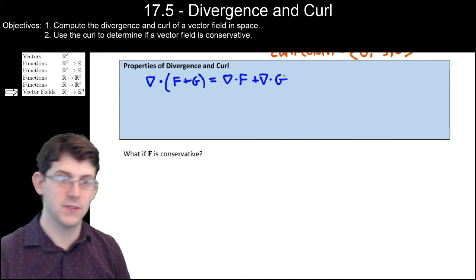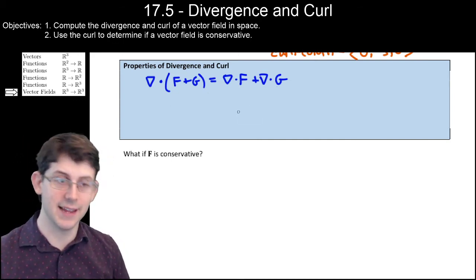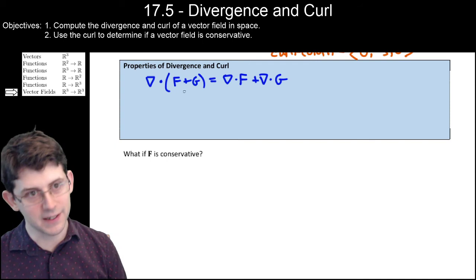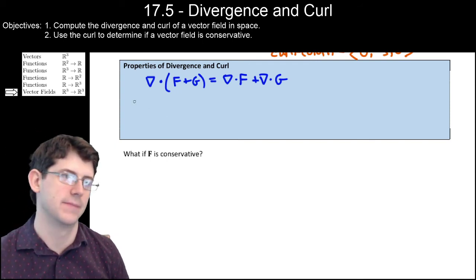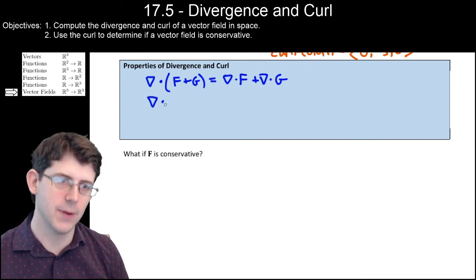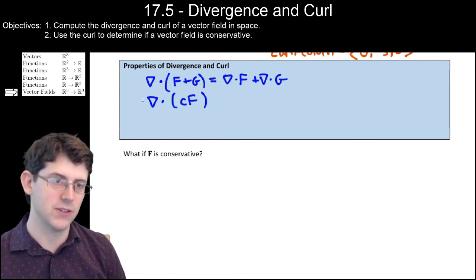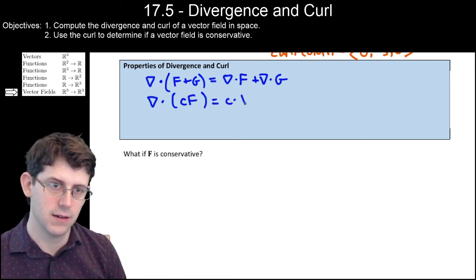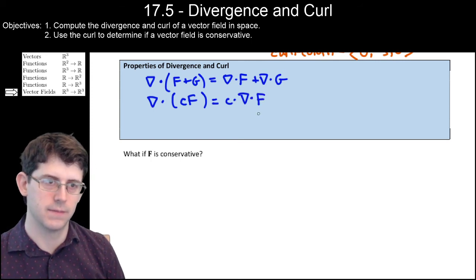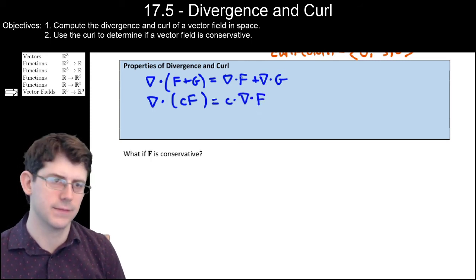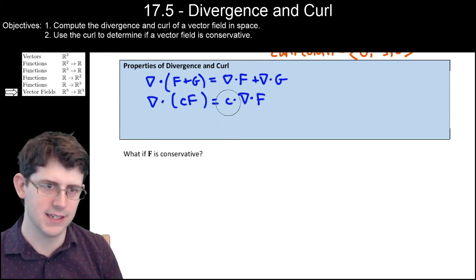So this means if you take the divergence of two vector fields and add them together, you can also just add the vector fields together and take the divergence. And then the dot product behaves nicely with scalars. So if you just triple the wind, that triples the divergence. I shouldn't put a dot here next to the C.